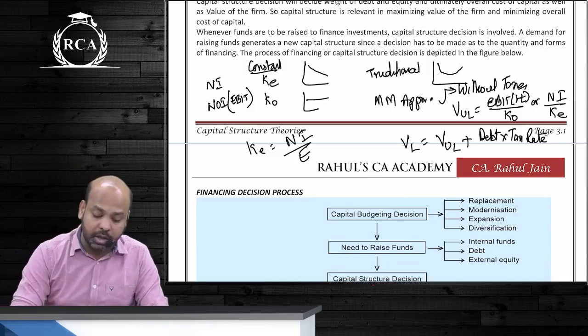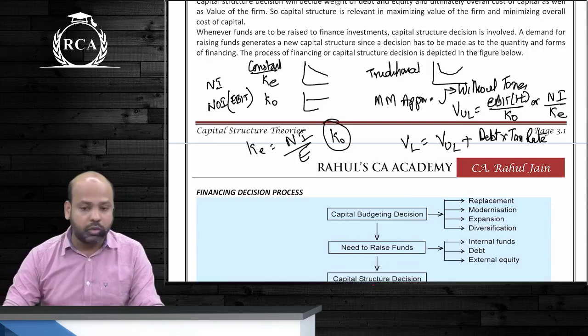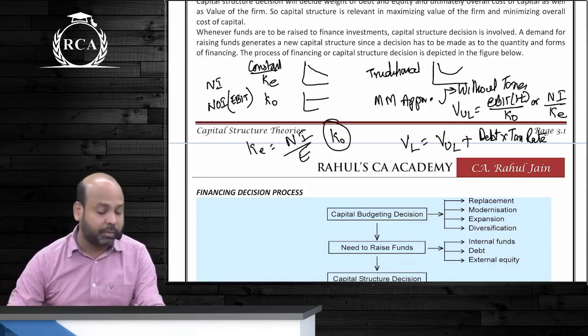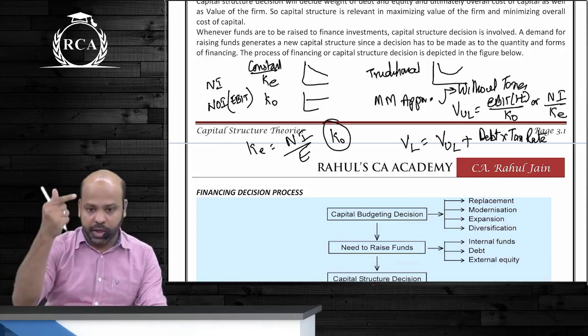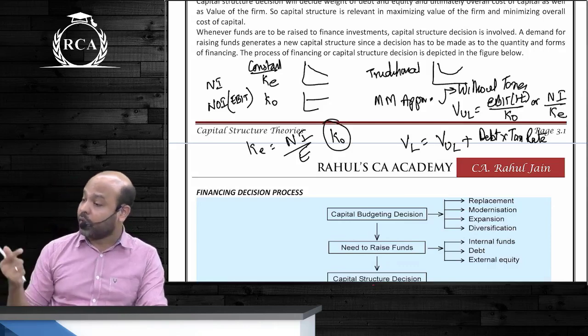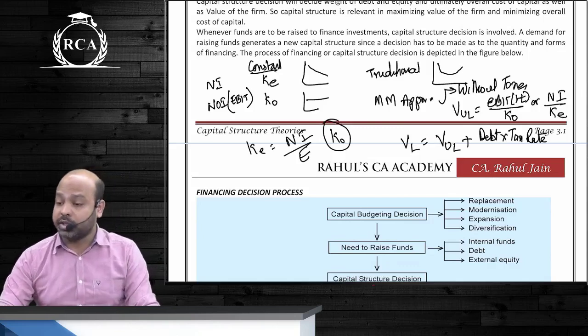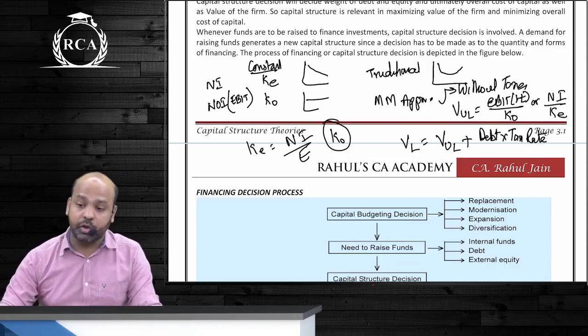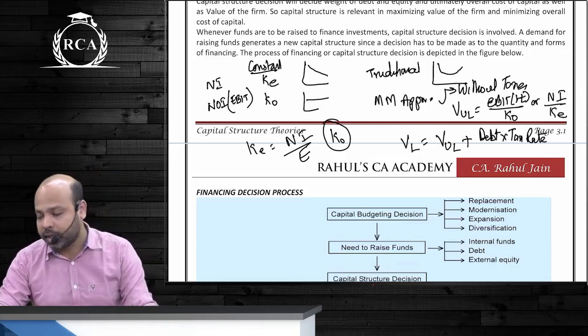After this you will be expected to compute KO under MM approach. I told you this is the only place wherein KO will be computed as weighted average cost of capital. You will take value of debt, you will take value of equity, you will multiply by respective cost of debts. Don't forget in this chapter, because taxes are applicable, cost of debt will not be equal to interest rate, it will be equal to interest rate into 1 minus tax rate.